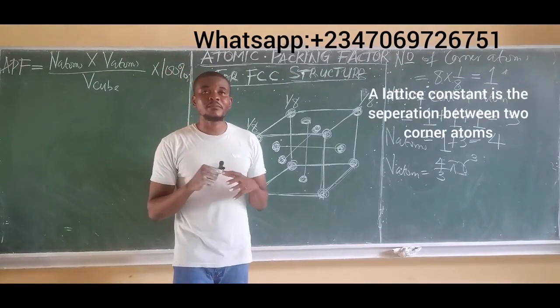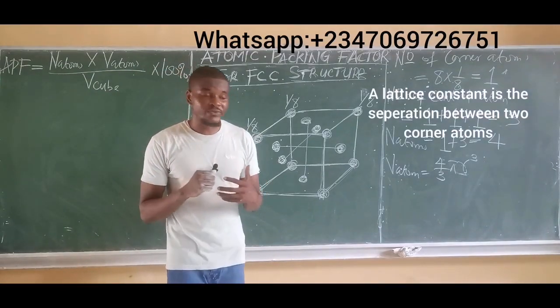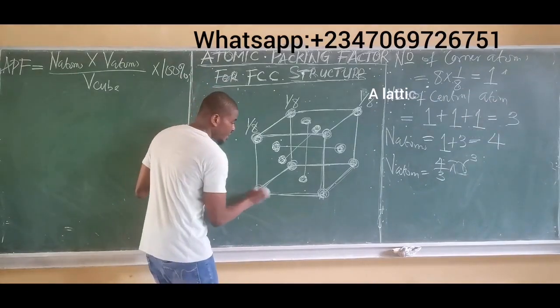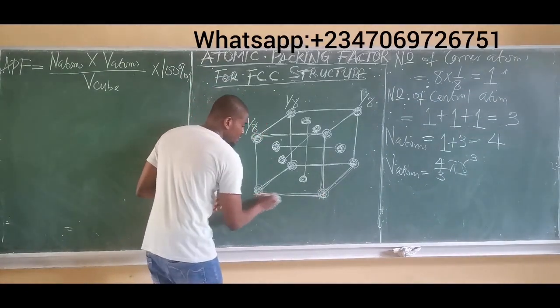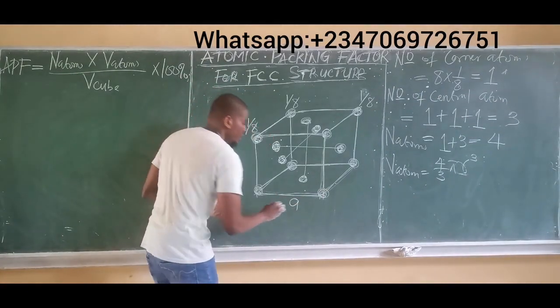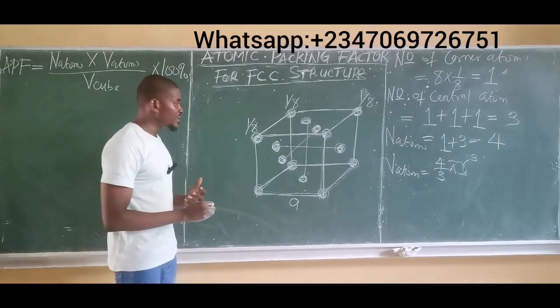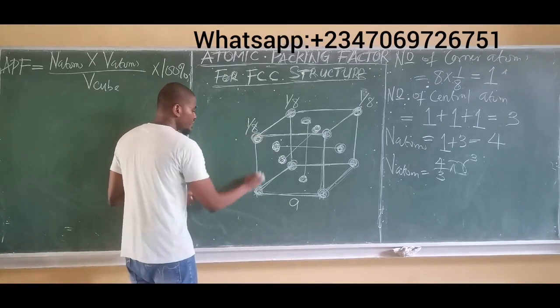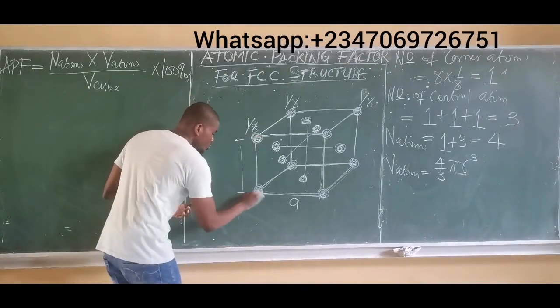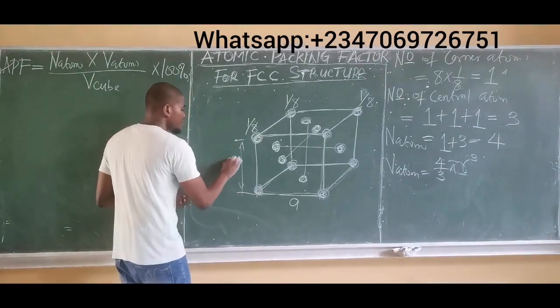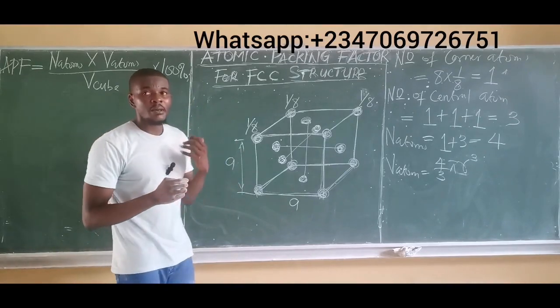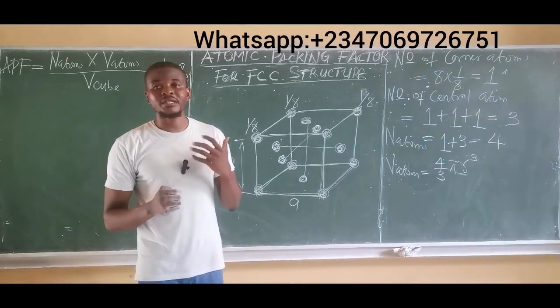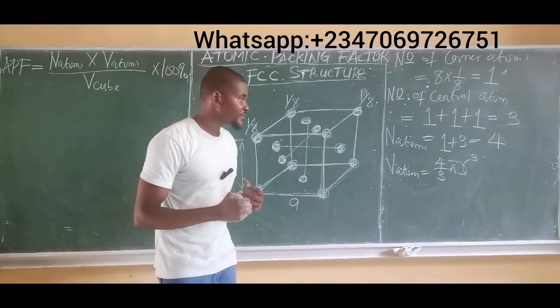A lattice constant is simply the separation between two corner atoms. So I have a corner atom here, and a corner atom here. The distance between these two corner atoms is called A, which is the lattice parameter. Similarly, I have a corner atom here and a corner atom here. The distance between these two corner atoms is also called A, the lattice parameter. So the separation between two corner atoms is called the lattice parameter.